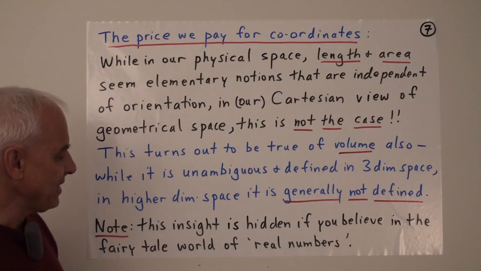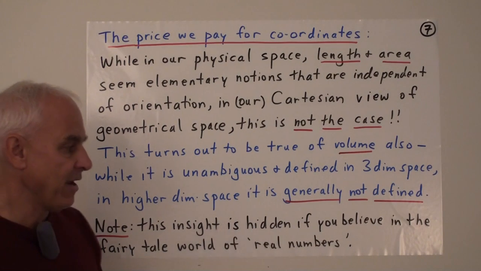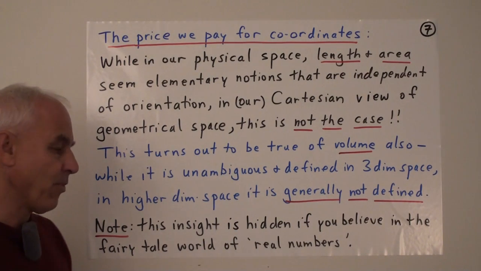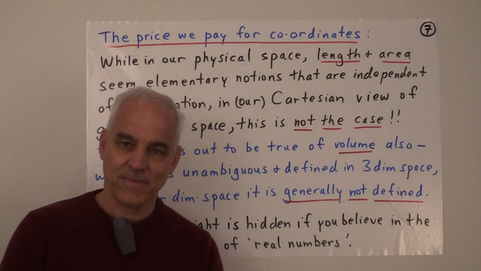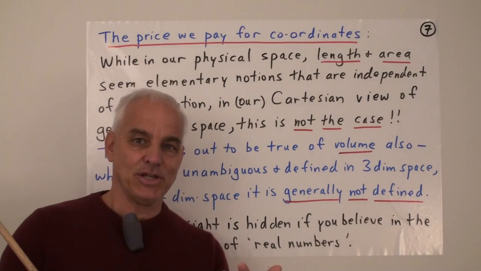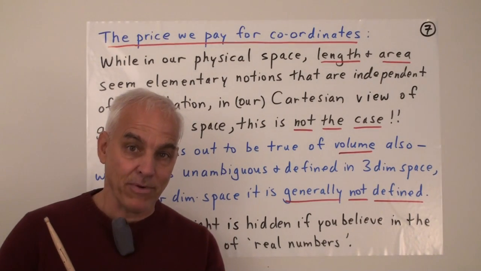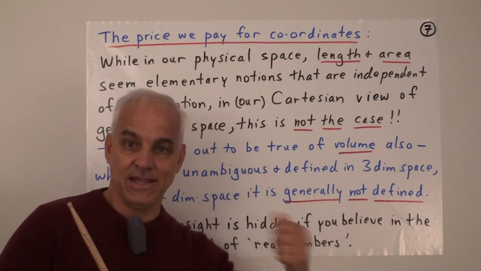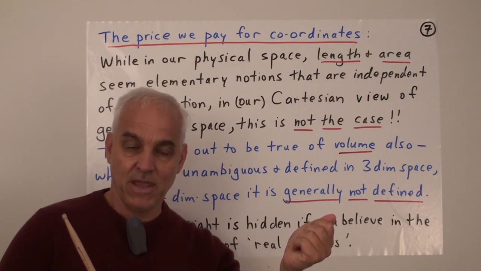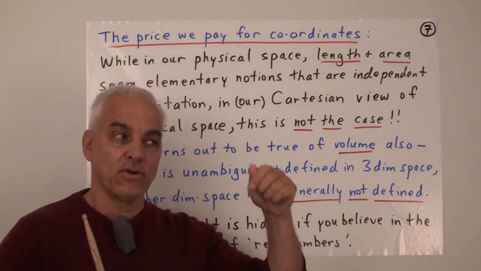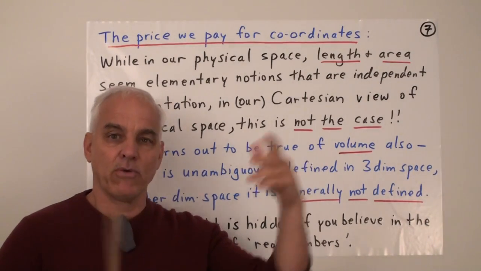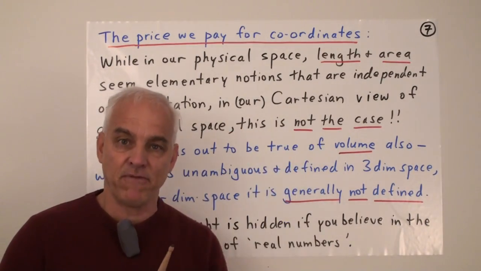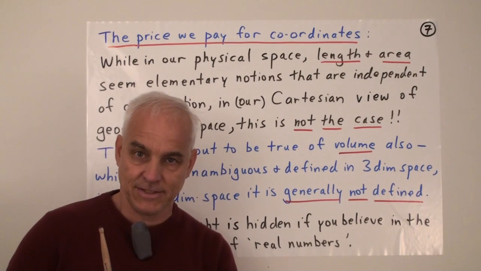Now, note that this insight is largely hidden if you believe in the fairy tale world of real numbers. This is one of the disadvantages that the dream world of real numbers has. When you adopt it, you no longer see this very important distinction, because things are lost if one is willing to believe that there are square roots around that you can just snap your fingers and they are conjured into existence.